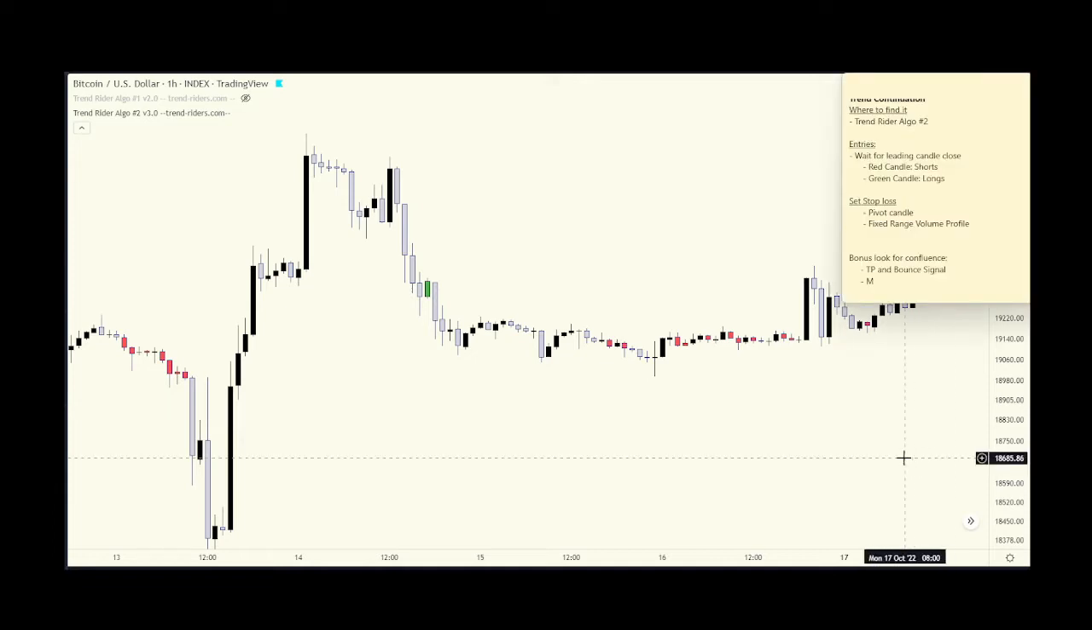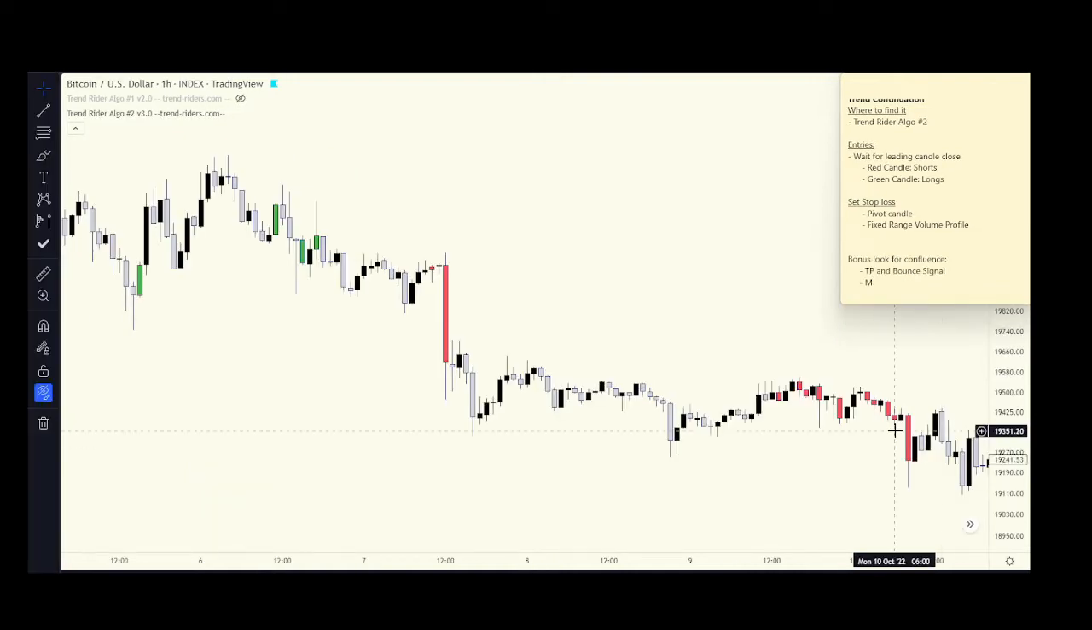Having said that, it is very critical for this trading setup that you set up a correct stop loss with enough room for volatility. Regarding the stop loss, we can use the pivot candles as reference for where to place our stop loss, or we can use an additional tool provided by TradingView, which is called Fixed Range Volume Profile.